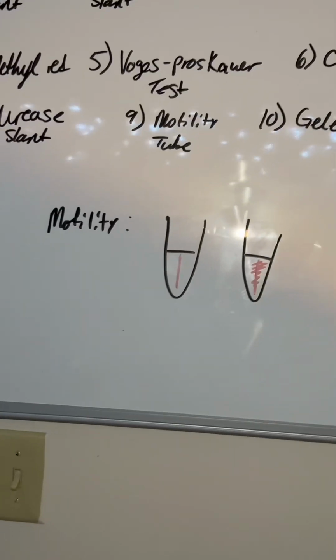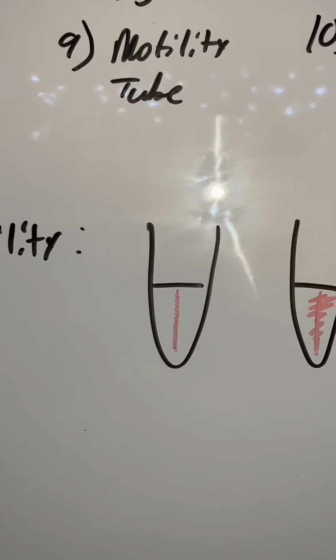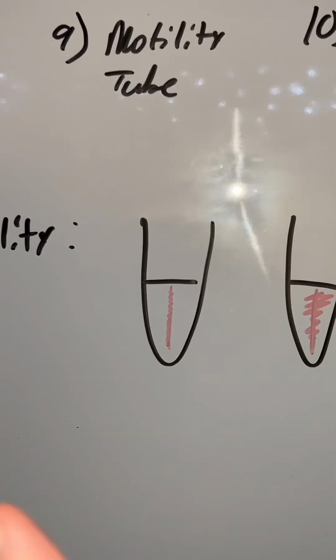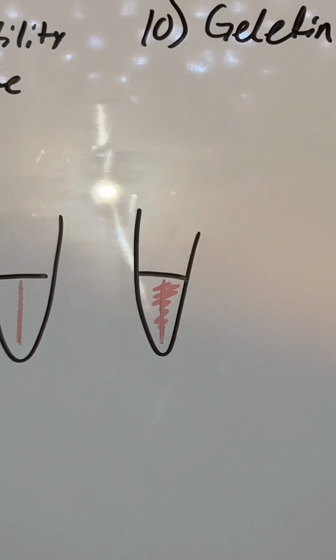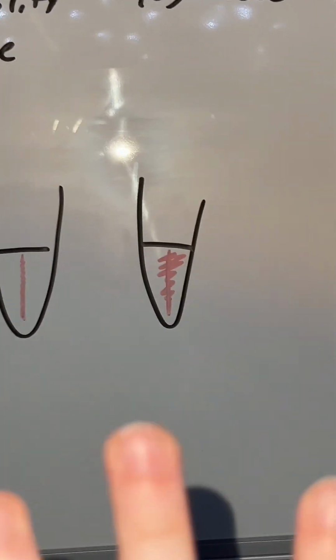Tube 9, the motility tube. A negative is no movement. You'll see a red line, and it might look a little fuzzy, but that's just from the stab into the agar. But if it's cloudy and fuzzy, and then it looks like they've moved, it's positive.